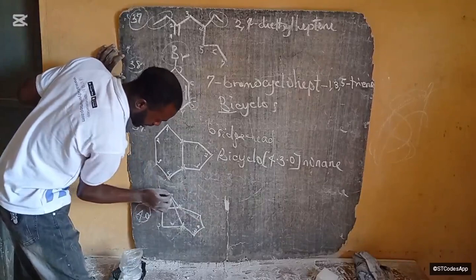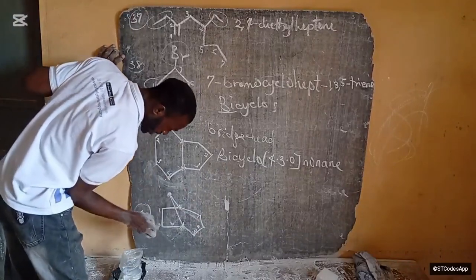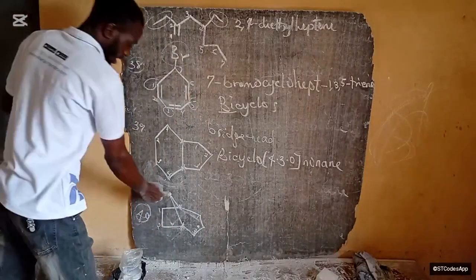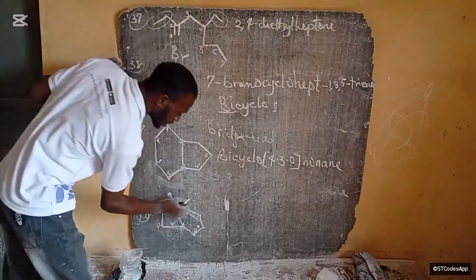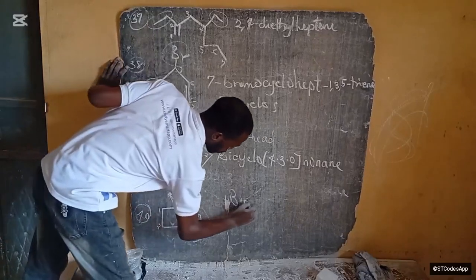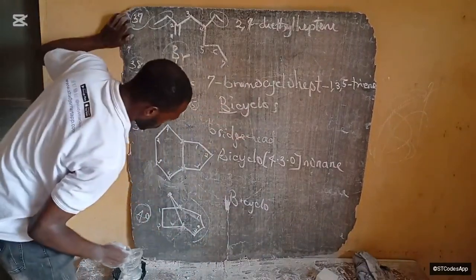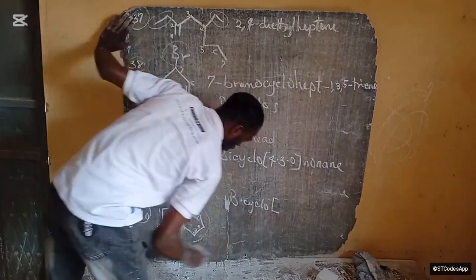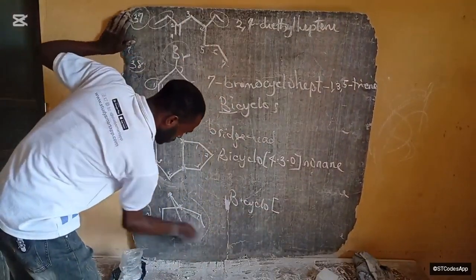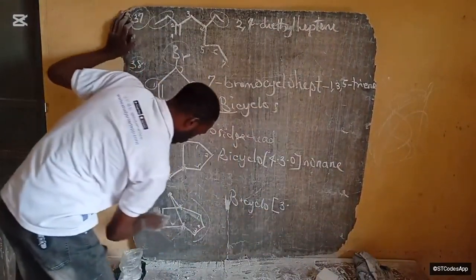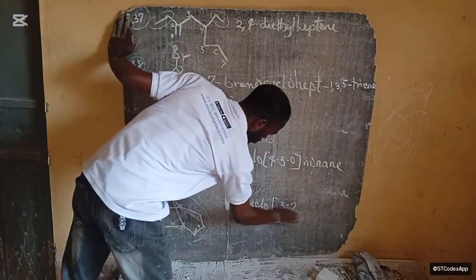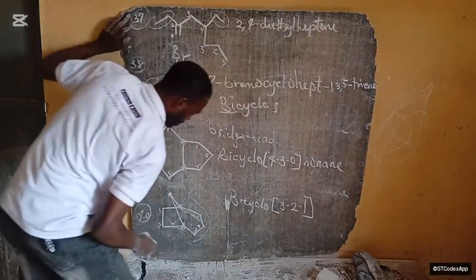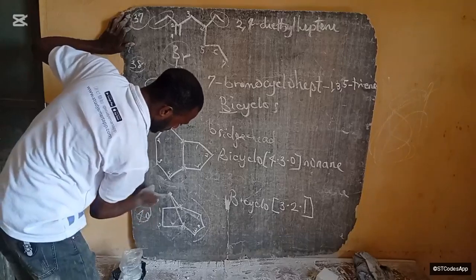If I decide to start here, now notice that there is a carbon here. Within the bridgehead carbons, there is one more carbon. So here we're going to go in this direction, 3. So we say bicyclo, we open square brackets, then we start with the highest, which is 3.2.1. Is that okay? Then we close square brackets.